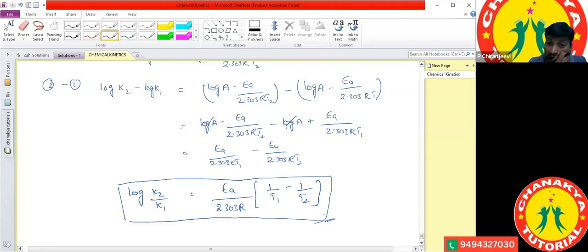Generally, the rate of reaction can be explained based on the collision theory. How can we explain the rate of reaction, and where are we applying the collision theory? Especially for gases. You are saying that if the temperature increases, the rate of reaction increases. How? It is based on the number of collisions. If the number of collisions increases, the rate of reaction also increases. That we are going to explain based on the collision theory.